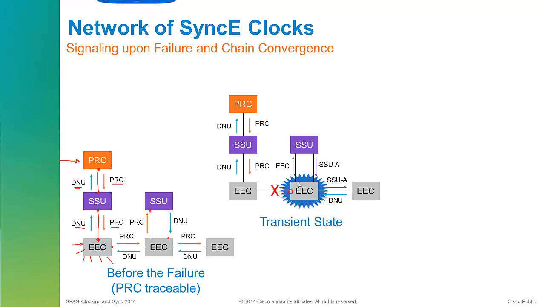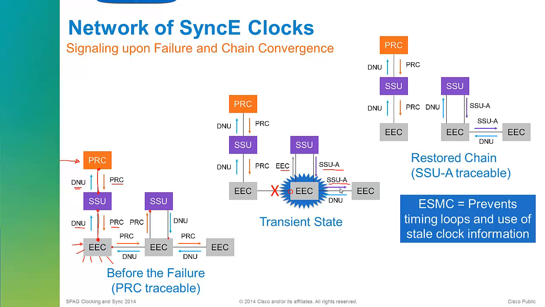So the EEC sends a message to the SSU saying, I'm an EEC. And the SSU says, well, I'm an SSU. So obviously SSU A wins over EEC because it's a higher priority, high quality clock. So this guy then starts to say, well, I don't have a PRC reference anymore. I've only got an SSU reference. So it sends an SSU reference. And then when everything settles down, you get what you'd expect here.